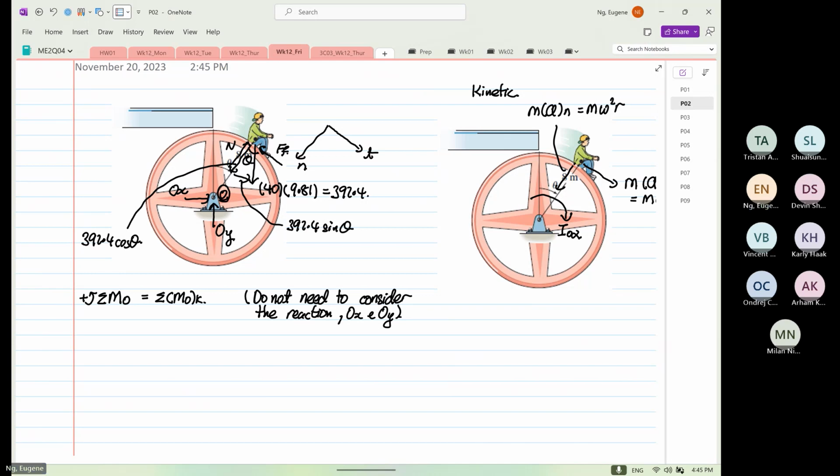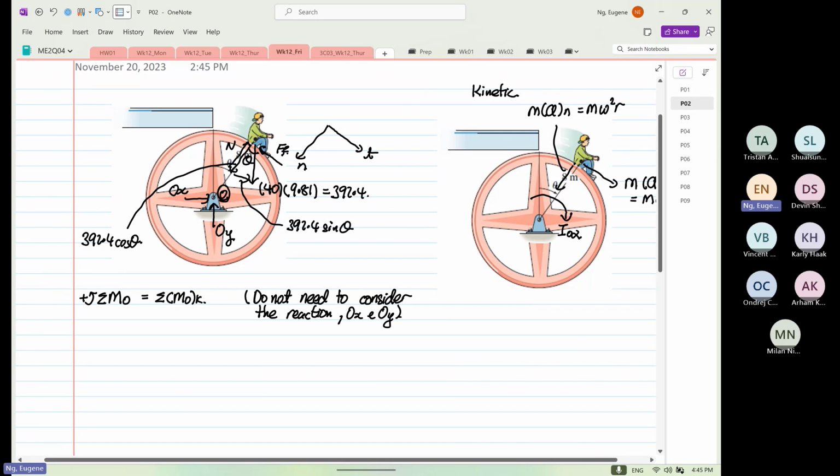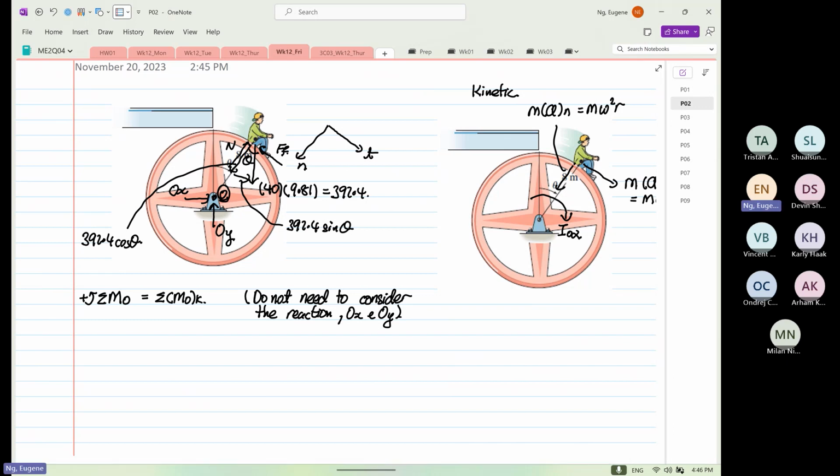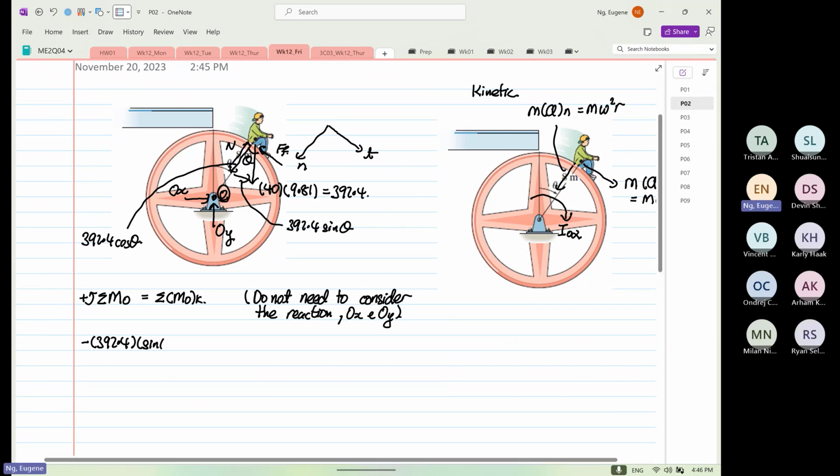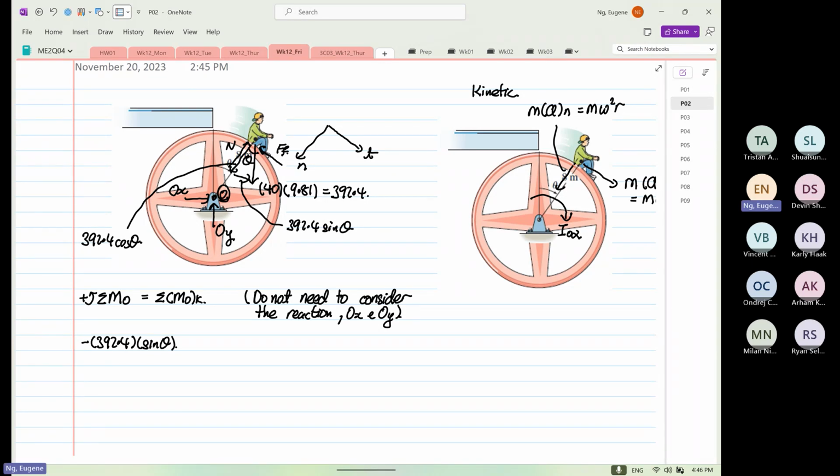Okay, so for now, we're going to take moment, anything that's anti-clockwise. So we're going to take moment at point O. So the only thing that we need to consider is 392.4 sine theta. So minus 392.4 sine theta multiplied by this. So over here, this is a value of 8. Then this will be equal to minus.